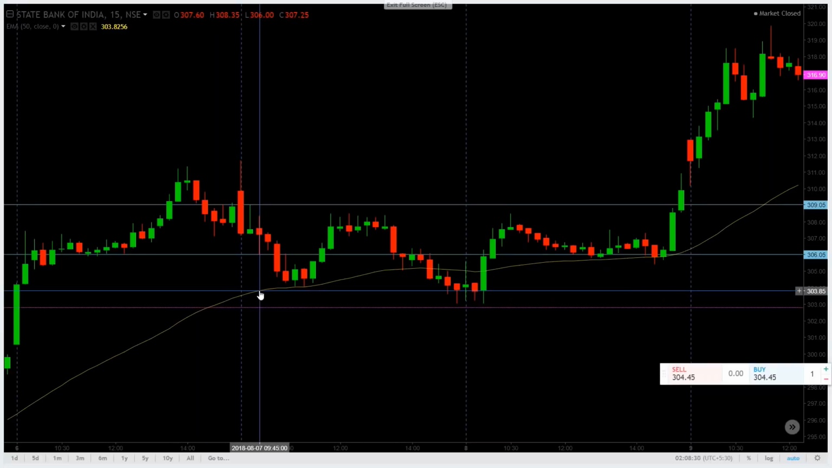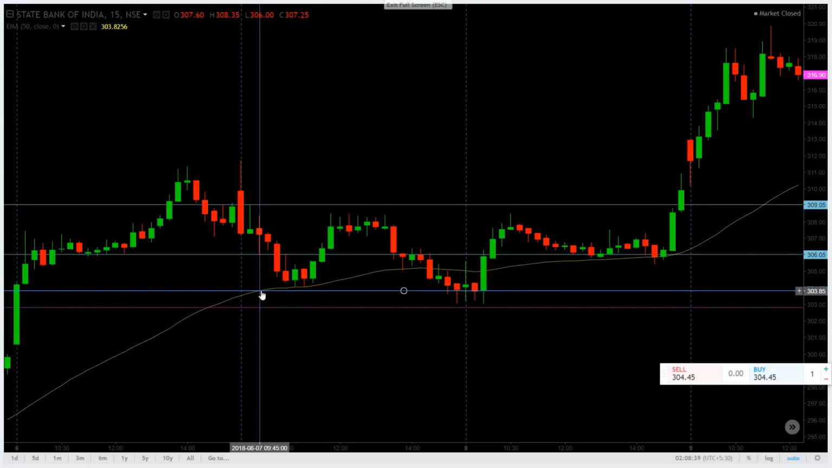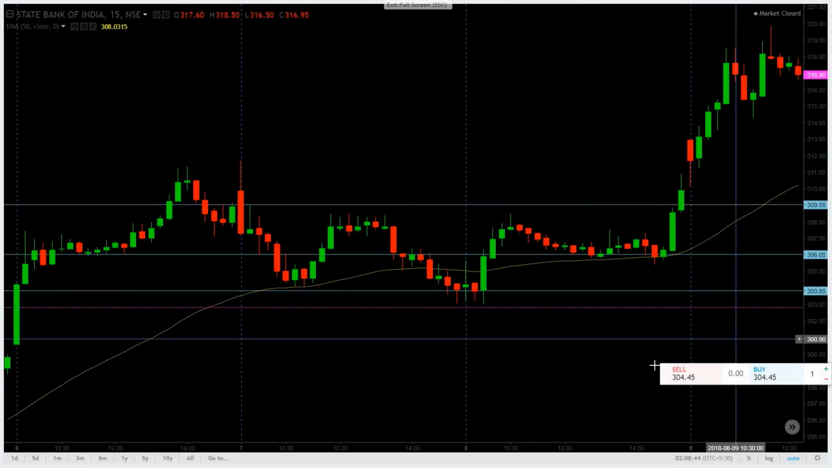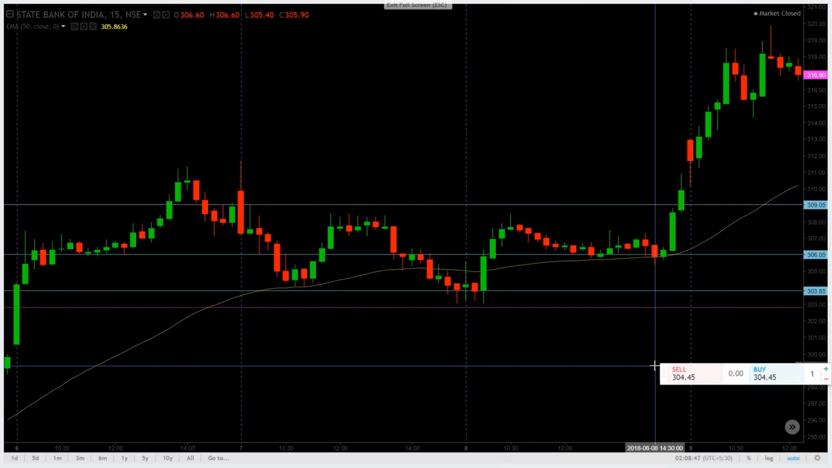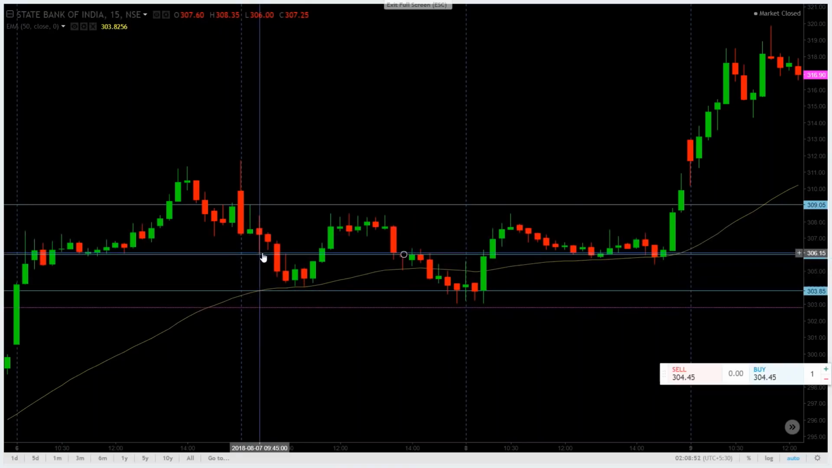What you can clearly see over here, the moment I place my cursor here, you can look into the right hand side. Let me just draw one more line so that it becomes clearer for you. Here the value of the 50 exponential moving average was around 303 rupees 85 paisa. So we were well below rupees 1, and hence we can definitely get into the trade. And we entered into the trade the moment the range got broken by 5 paisa in this candle.